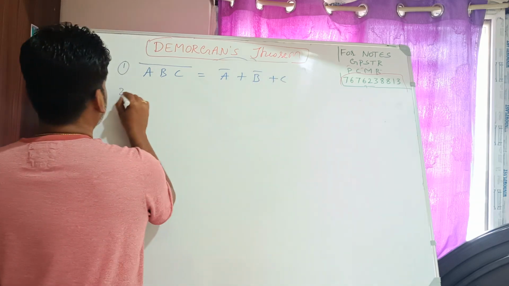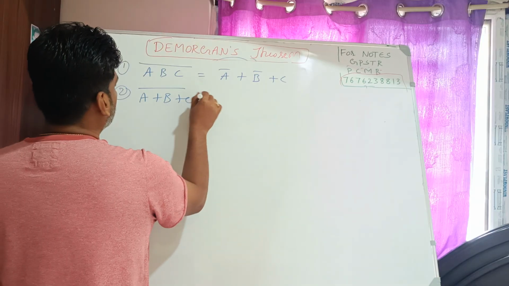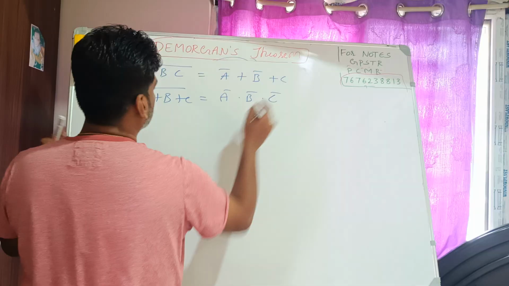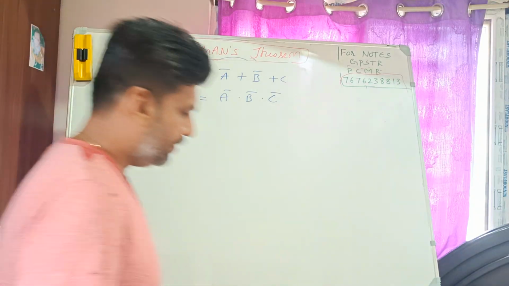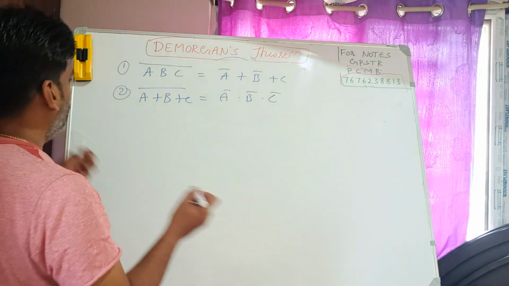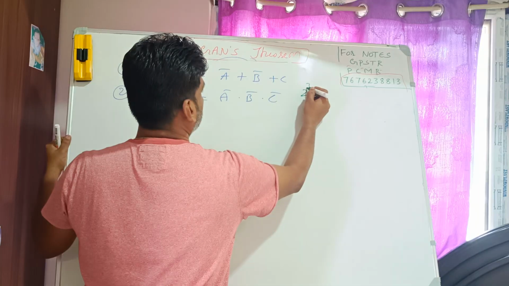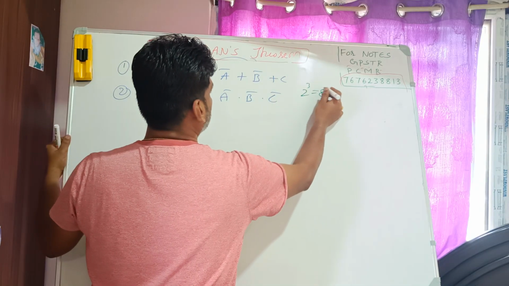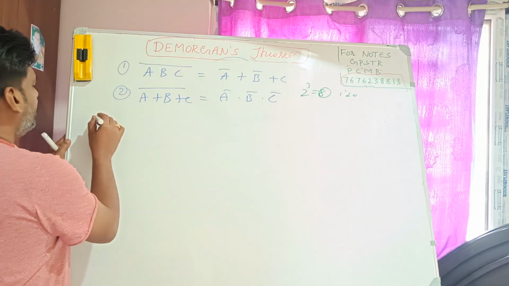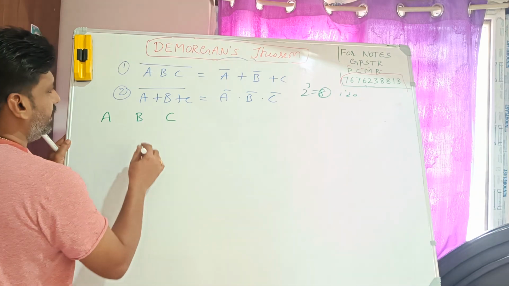First De Morgan theorem. Second one: the complement of the sum is equal to the product of individual complements. So this is what it is, right? Now we'll take the help of A, B, C. Three variables are there, so we know that three variables means 2 power 3, which is 8 possible combinations of ones and zeros. Simply 8 rows. First is A, second is B, third is C, right?